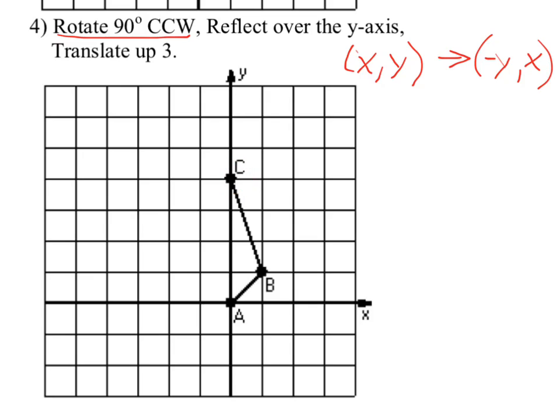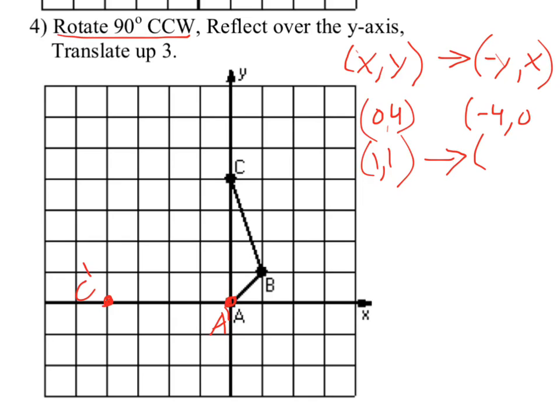So C right now is at 0, 4, which is going to make it negative 4, 0 for C prime. A is going to stay exactly where it is because it's the origin, so A prime is right there. And then B is at 1, 1. Well, if you change the order, that'll give you 1, 1. And if you change the sign on the first one, you'll get negative 1, 1. So now you got a negative 1, 1, and there's your B prime. Connect that up, and you connect that up, and that's the first one.